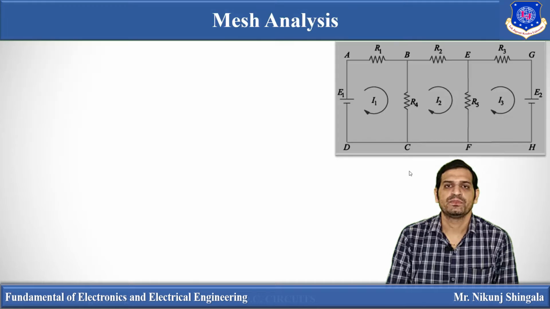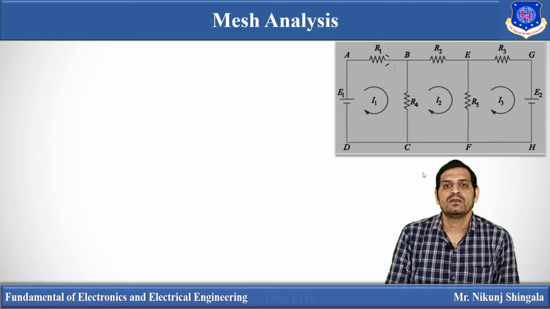So let us start. Here one circuit, one network is there, which consists of three loops, and the currents are I1, I2 and I3. So how to find out I1, I2 and I3? We have to apply KVL in each and every mesh or loop.